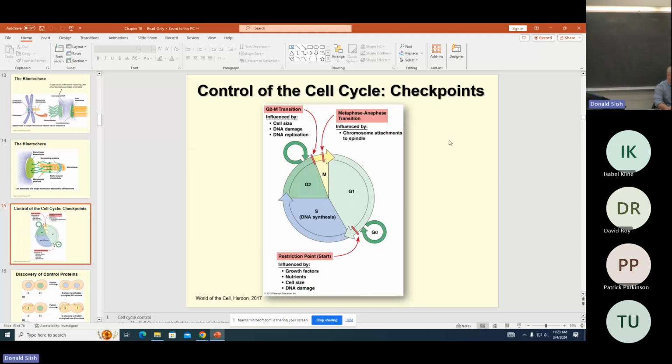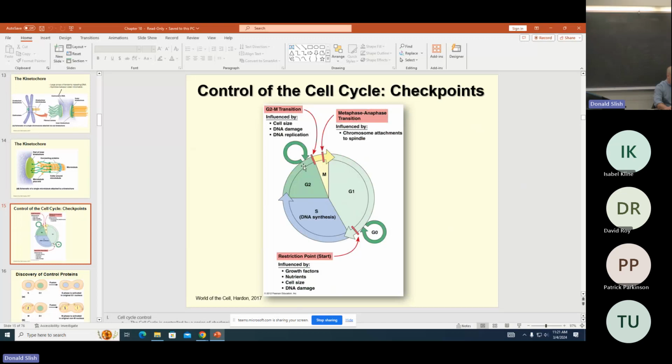So here's your cell cycle again. And we've got three main checkpoints. This checkpoint, the G2 to M, and this one here, the restriction point to go into S. Those two checkpoints are very similar. They're done by similar mechanisms. And this one is very different. The metaphase to anaphase transition is very different.